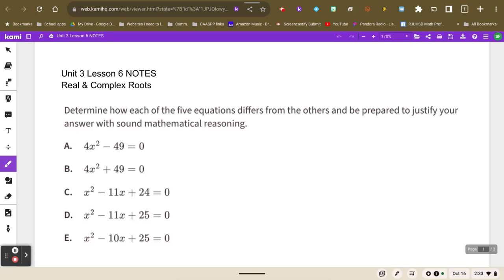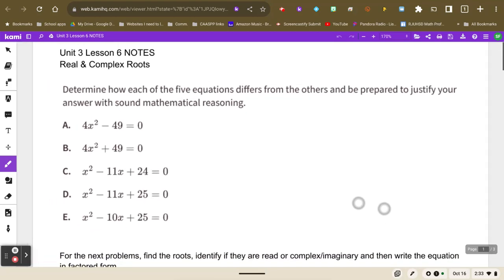Okay, today we're going to be going over Unit 3, Lesson 6 notes. The first set of questions is just to determine how each of the 5 equations differ from the others and be prepared to justify your answer with sound mathematical reasoning. Well, we have Desmos, so we can use Desmos to try and figure out what our answers are.